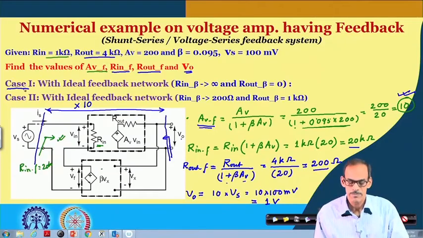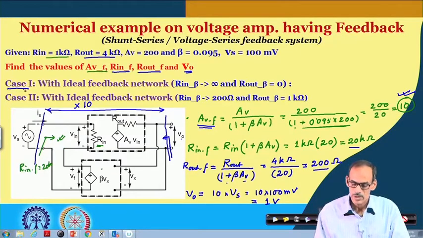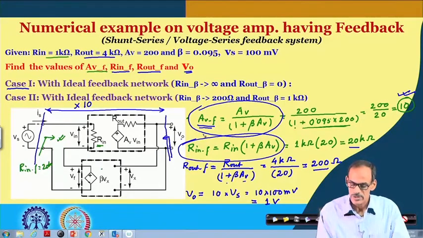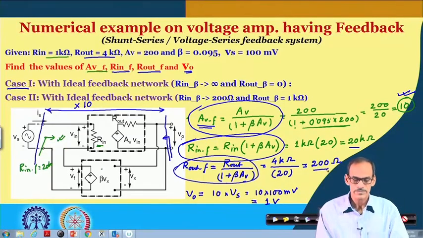So, case 1 is relatively straightforward. We have used the formulas we have obtained, namely the voltage gain got decreased, the input resistance got increased, and the output resistance got decreased.